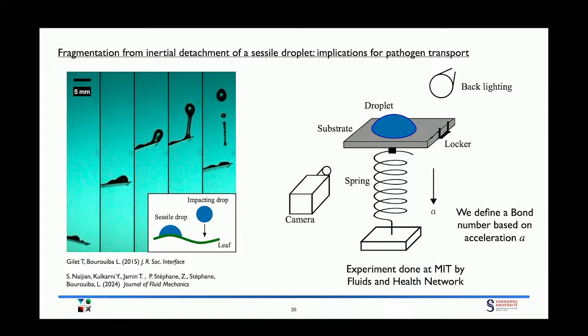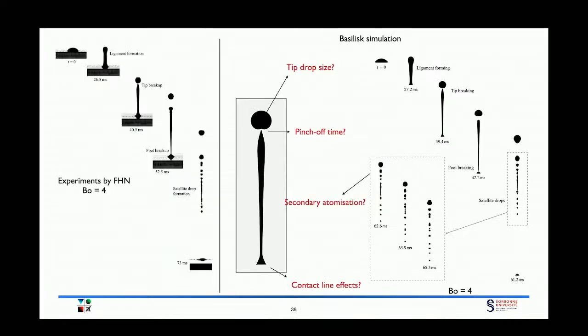So this setup was experimentally studied at MIT. In the experiments, they had a stretched spring, a plate, and the drop placed on this plate. Initially the spring would come down and the drop would atomize. So to mimic that type of process, we performed direct numerical simulations using Basilisk. On the right hand side you see my simulations, and on the left hand side you see the experiments done by the Fluids and Health Network group of Professor Lydia Bourouiba.